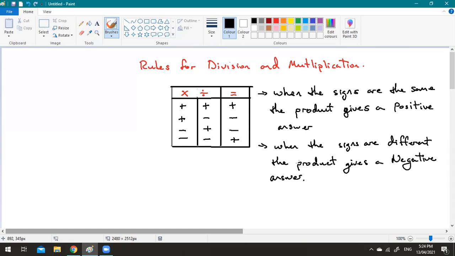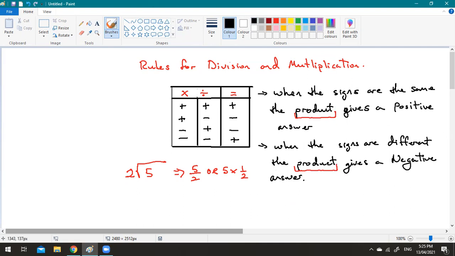And anybody remember what we mean by a product? Product means to multiply, right? And any division can be written as a multiplication. How? If we say 5 divided by 2, we could say 5 over 2 or 5 multiplied by a half. So a division can also be a multiplication depending on how you write it. That's why I use the word product.